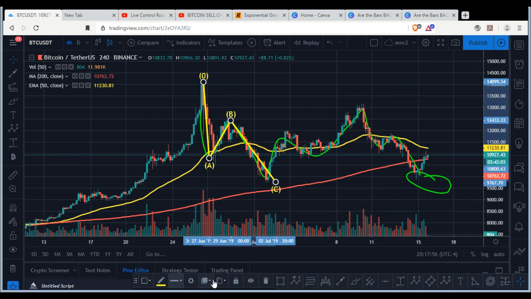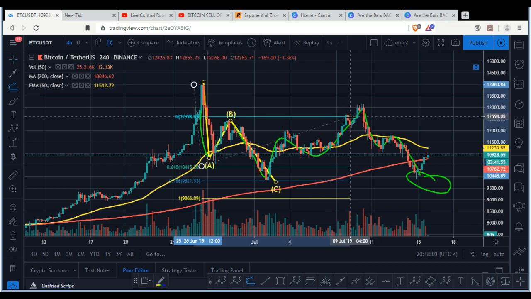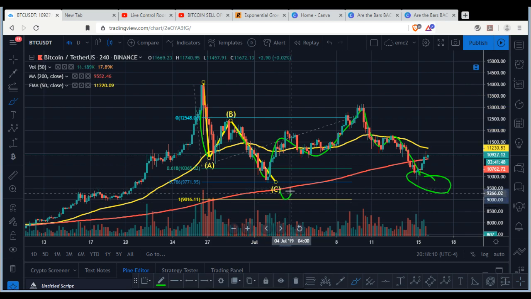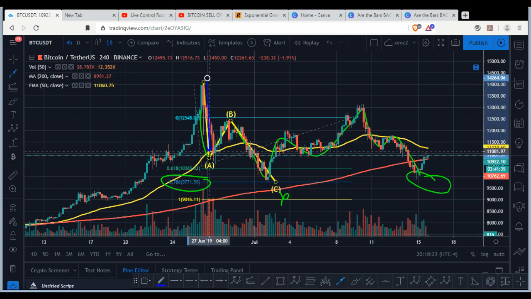So you take your fib tool, bottom to top. You say a 1-to-1 extension would be overextended, at about 9,000. But you take a look at it, and the extension is 80%. What I mean by extension: you get your A wave, this wave to the downside. The B wave seems to be longer, but the B wave is only 80% of your A wave.